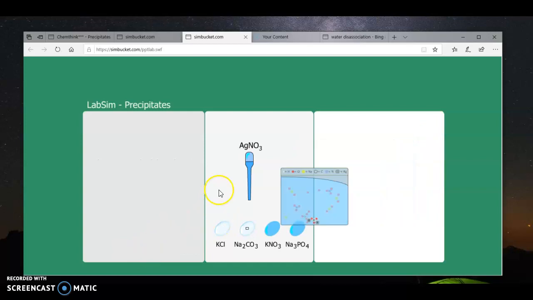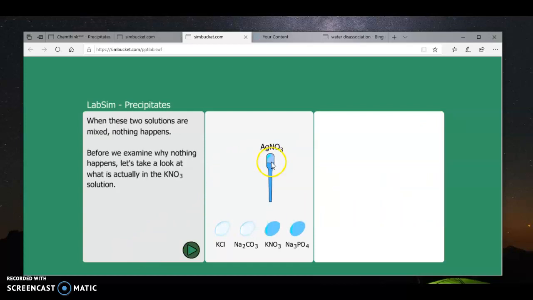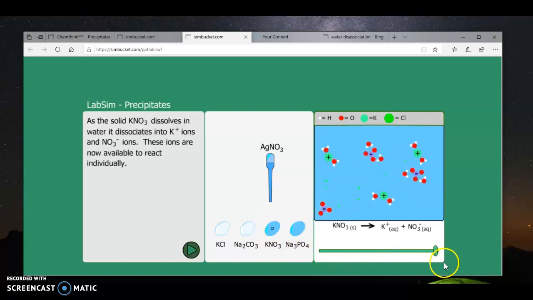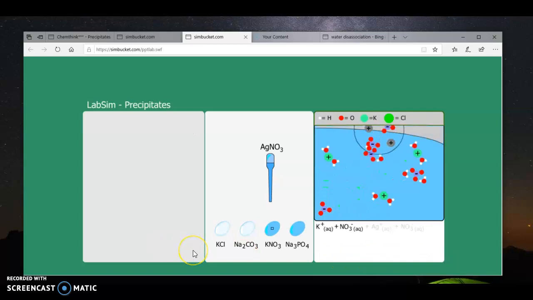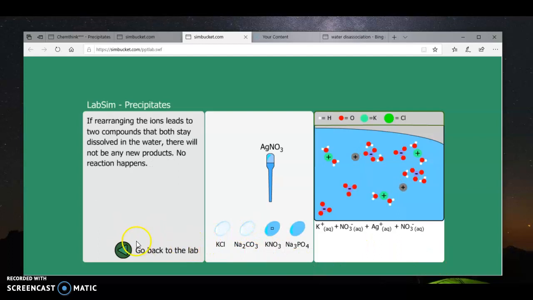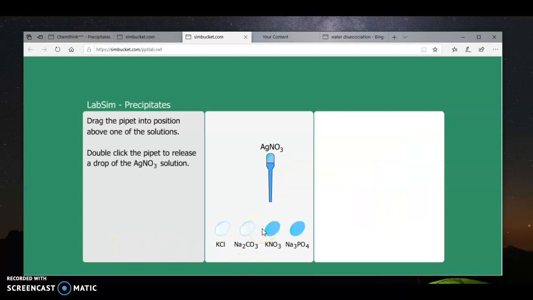So let's go back to the lab now, and let's take silver nitrate and react it with potassium nitrate. As you see, no reaction happens, nothing happens. So let's figure out why. Potassium nitrate dissociates in water, just like this. Now, when we introduce silver nitrate ions, there's nothing to link together. There are no ions that form a product that's solid. So because of that, there's no reaction.